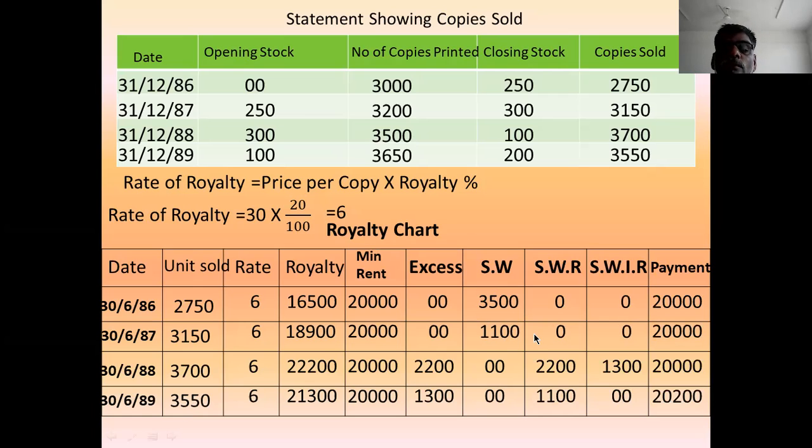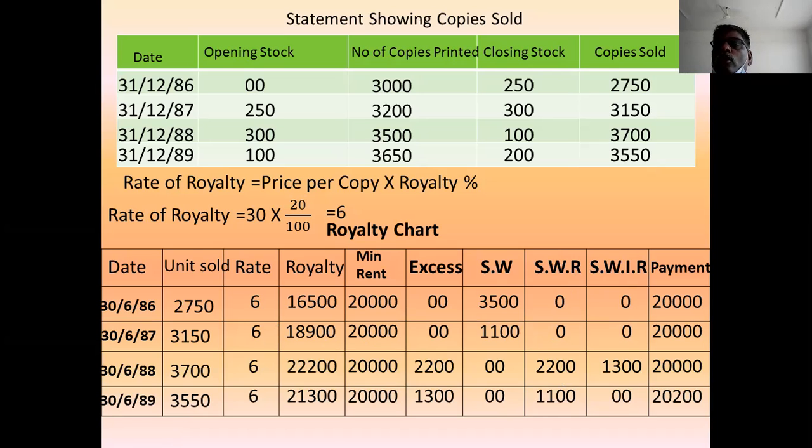20,200. Okay, this is the chart. Then you have to pass the journal entries in the books of publisher. First year 3 entries, second year 3 entries, third year 3 entries, fourth year 3 entries. Yesterday I explained the entries.